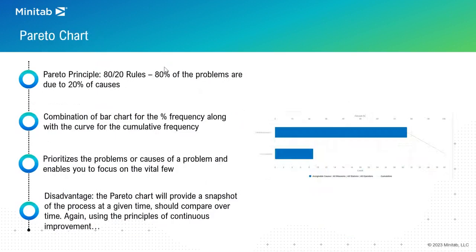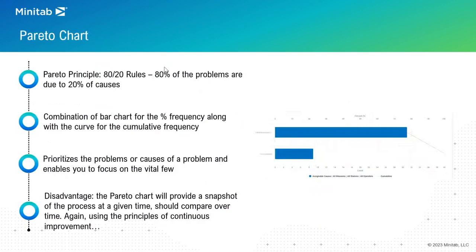It's a combination chart of a bar chart and the percent frequency, along with the curve for the cumulative frequency. So you're seeing how often that issue is happening and which specific one, the percent of how often it is happening, as well as the count of how often it is happening. And it allows you to prioritize the problems or causes of a problem and enables you to focus on the vital few.